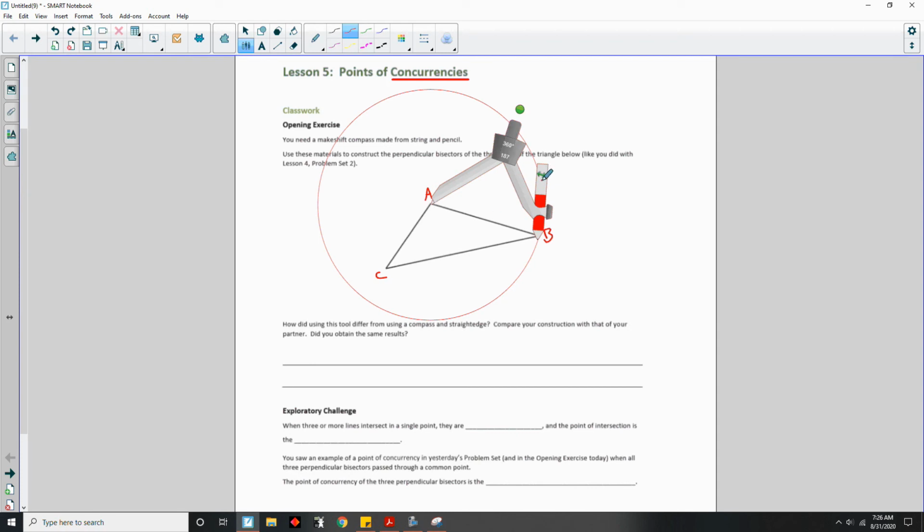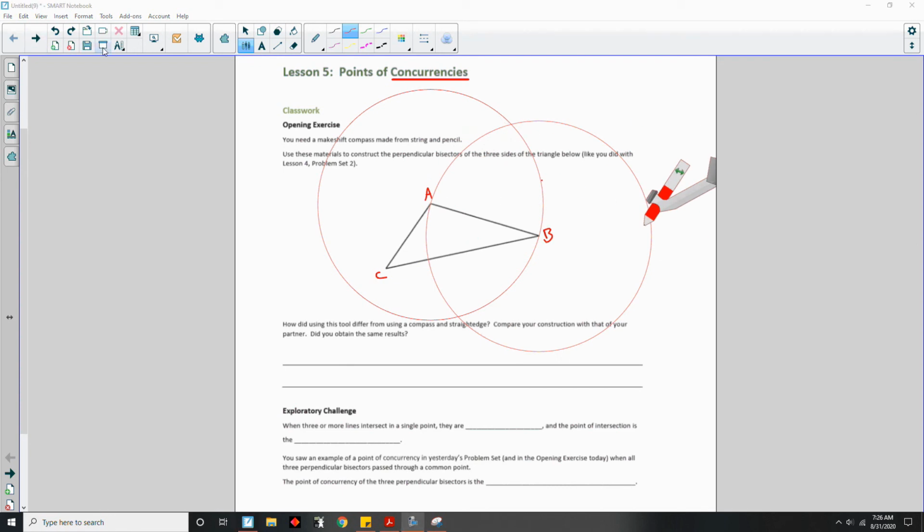Then I flip my compass around, and I put my compass point at B, and then I'm going to construct a radius of a circle centered at B, radius length BA. So there it is. Okay.